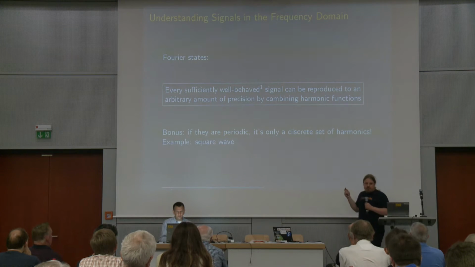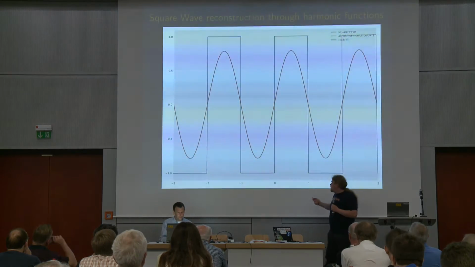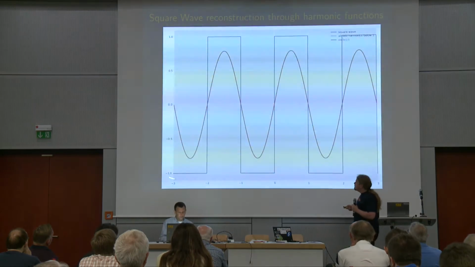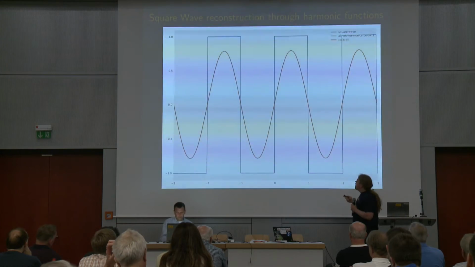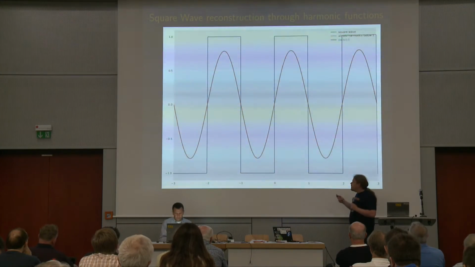So let's look at a simple example. Let's look at a square wave, right? We have in blue the square wave, and it's a pretty standard square wave. I've made it to be antisymmetric around time 0.